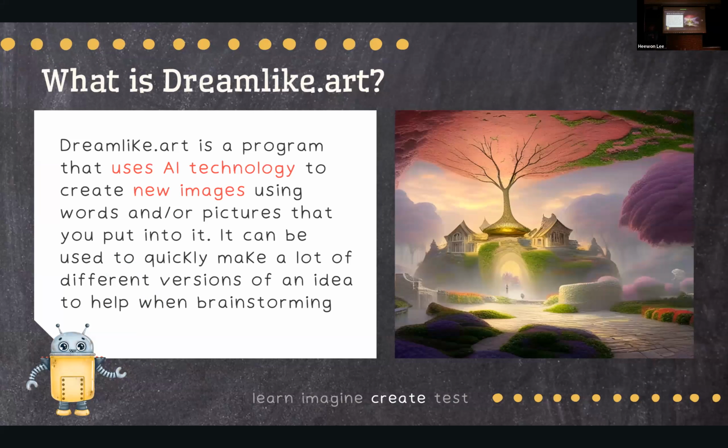The AI generator we choose to use is called Dreamlike.art. Dreamlike.art is a program that uses AI technology to create new images using words or pictures that you put into it. So it can be used to quickly make a lot of different versions of an idea to help when they're brainstorming.